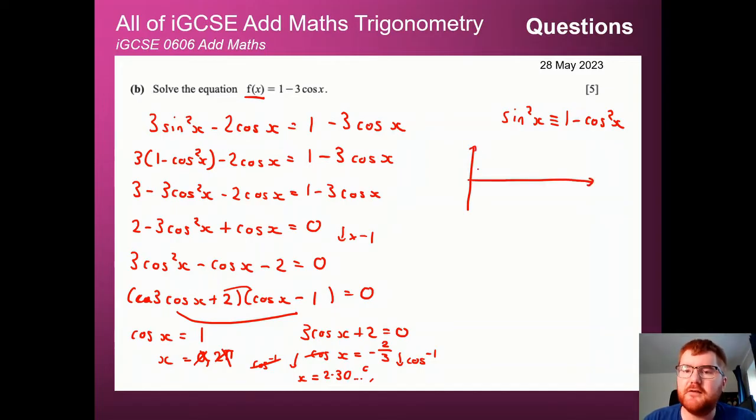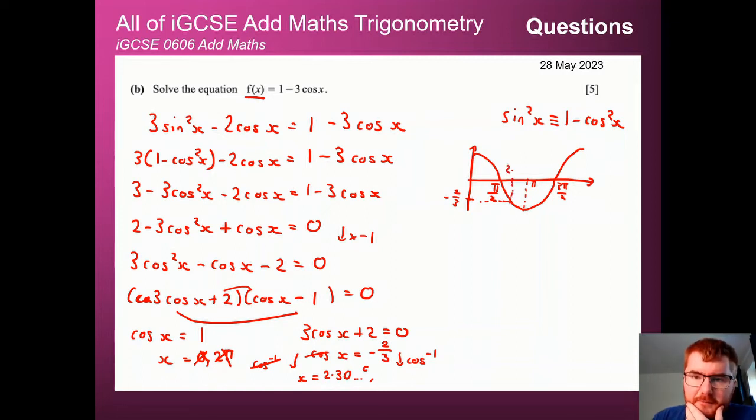So if I draw a quick sketch of this, you really need to know your cosine graphs and sine graphs really, really well. So we come down to here, down, up, and around. This here is pi over 2. This is 3 pi over 2. And this would be here, pi. And we've worked out this time minus 2/3, so it's going to be down here. So we've worked out this answer, which does fall within our domain, of 2.30.